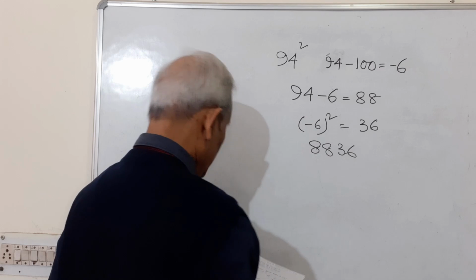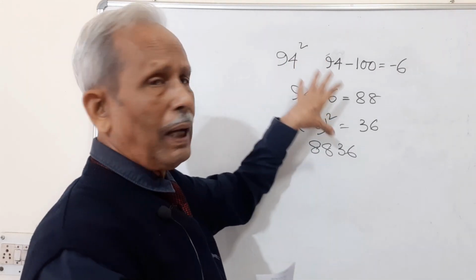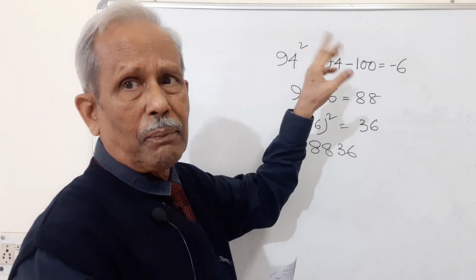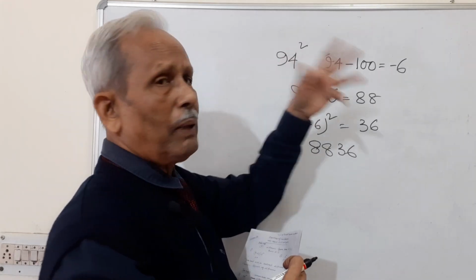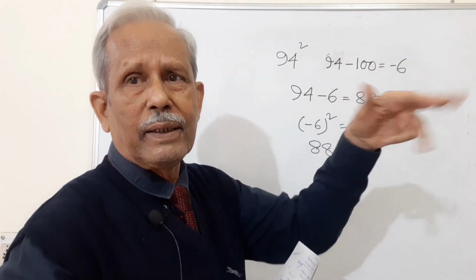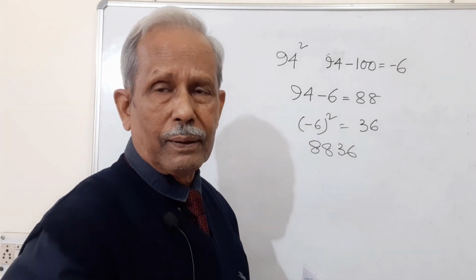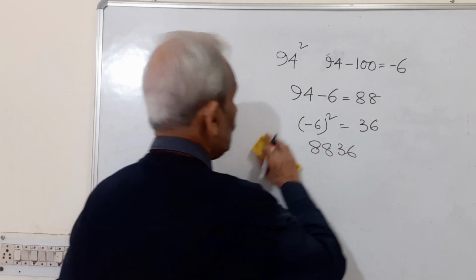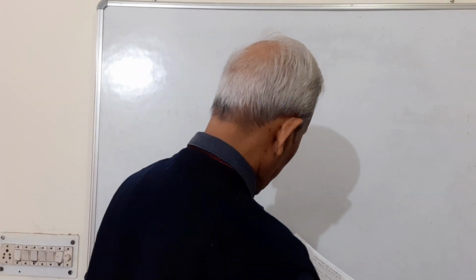Now you can understand it. Seeing this problem, 94 square, you need not write anything. You know that the difference from the base is -6, because 94 minus 100 is -6. So 94 minus 6 is 88, and 6 square is 36. 8836, that is the square of 94. You can do it mentally without writing anything. So 94 square you have seen. Let us see the next problem now.